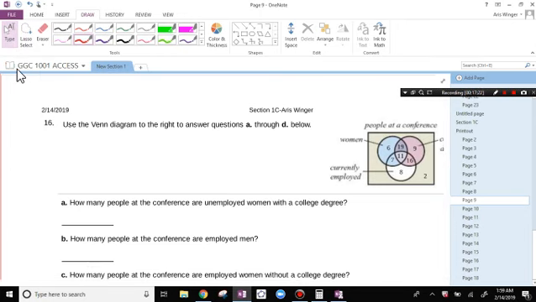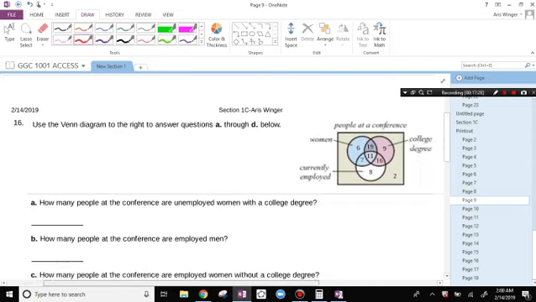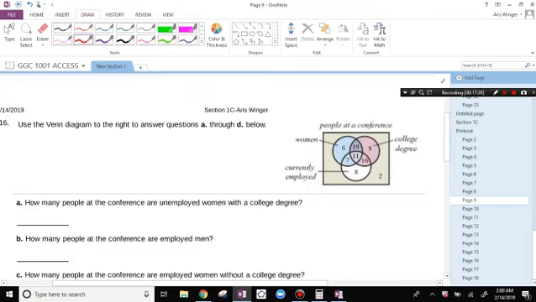All right, let's see what we got here. How many people, so let's see what this diagram is. So we got some people here, people at a conference. Some are women, some have a college degree, some are currently employed. How many people at the conference are unemployed women with a college degree? Unemployed women with a college degree.